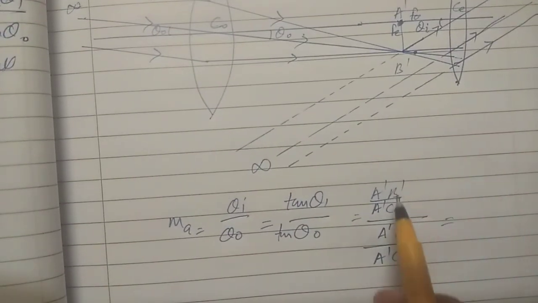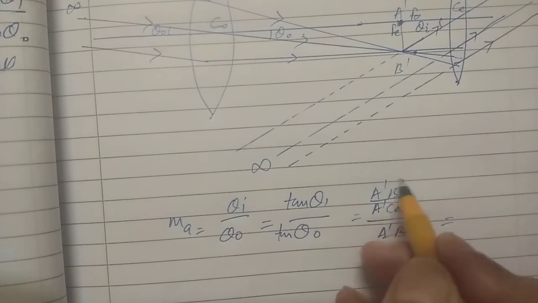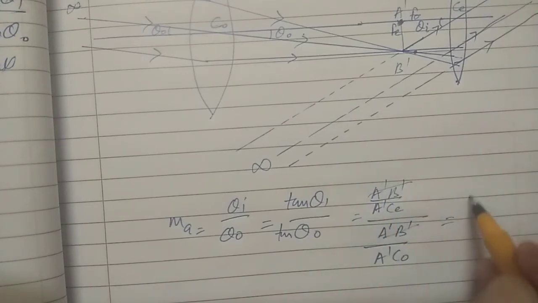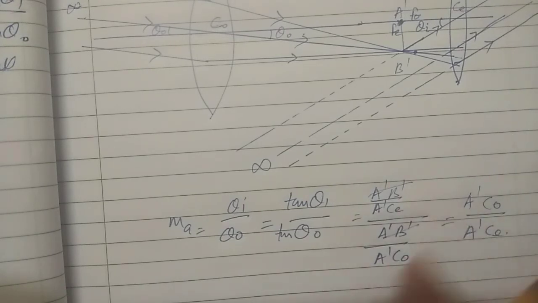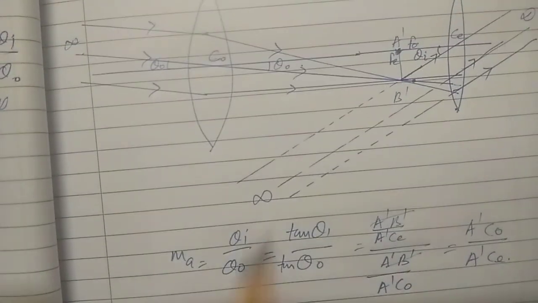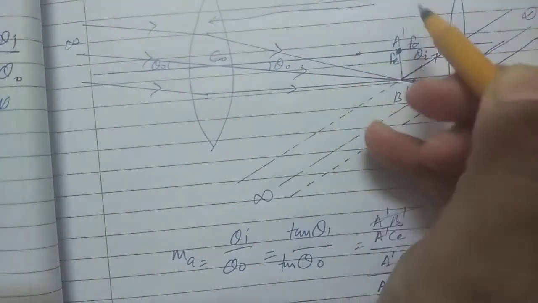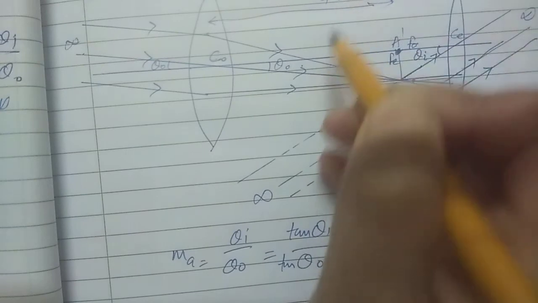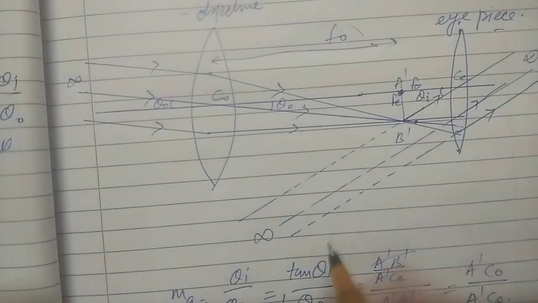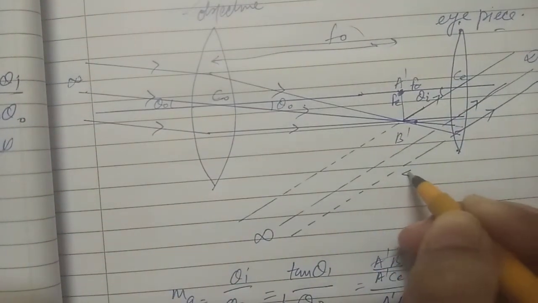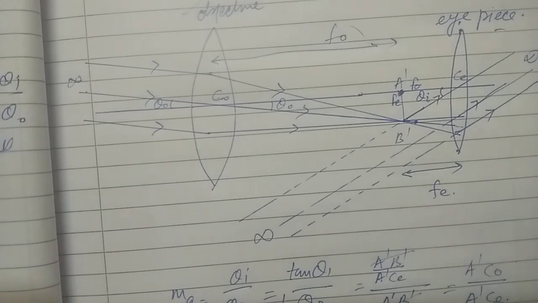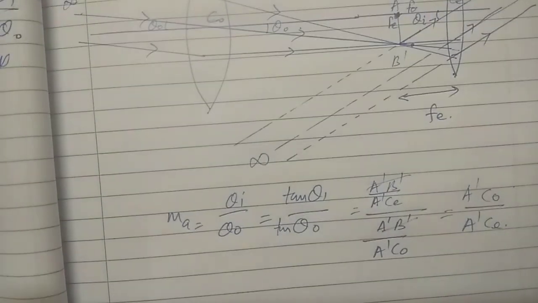So what will you get? A dash B dash would get cancelled. So this would go to the numerator, A dash C naught over A dash CE. Now from the diagram we can see what A dash C naught is. A dash C naught is the focal length of the objective. And A dash CE is the focal length of the eyepiece. So let us substitute both of the values here.